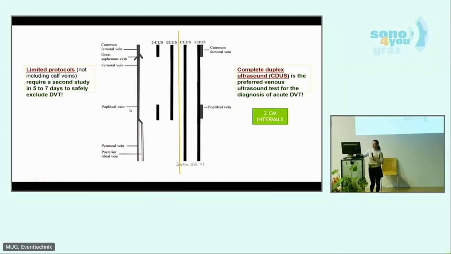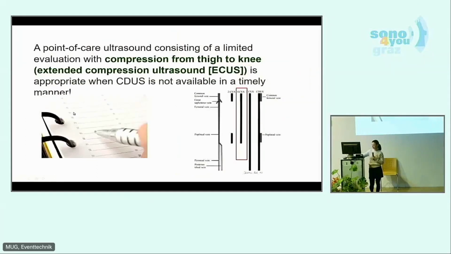So these are the limited protocols. What is a bad thing regarding limited protocols? We are not 100% sure whether there is deep venous thrombosis or not, especially because we are not looking at the calf veins. And this study requires a second study in about a week to safely exclude DVT. The problem with D-dimer is that it is not specific.